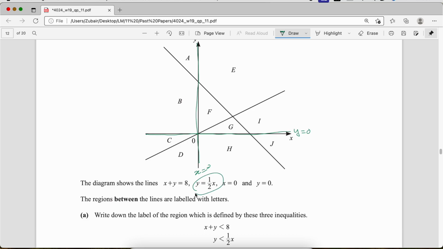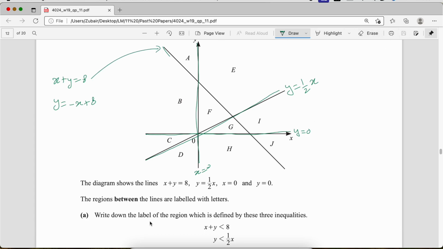y equals 1 by 2x shows me a positive gradient and no y-intercept. So that means this is the line with positive gradient and passes through the origin, no y-intercept. And the last one is x plus y equals 8, y equals minus x plus 8, negative gradient and positive y-intercept, is this last given line.